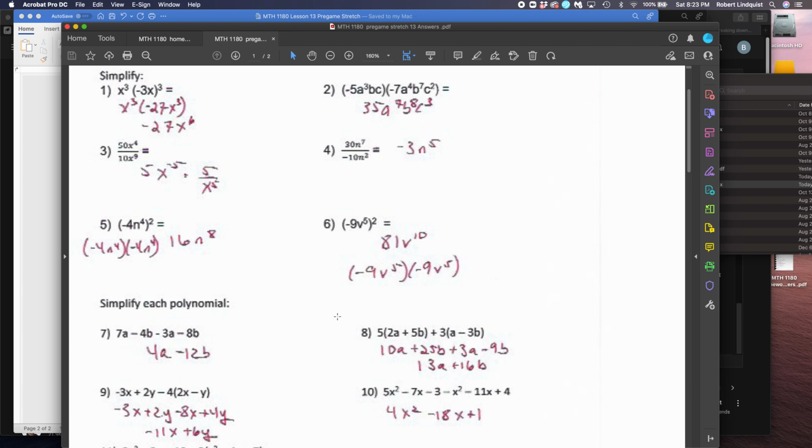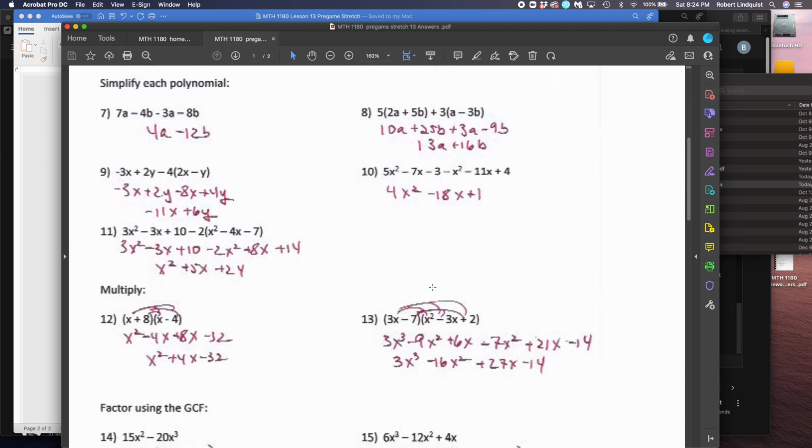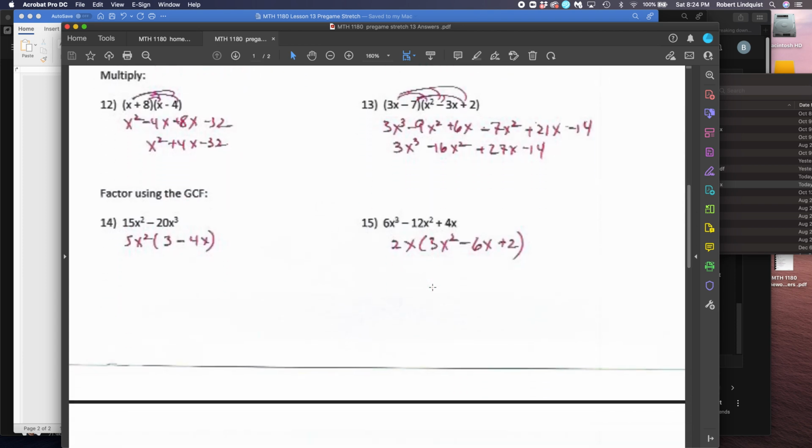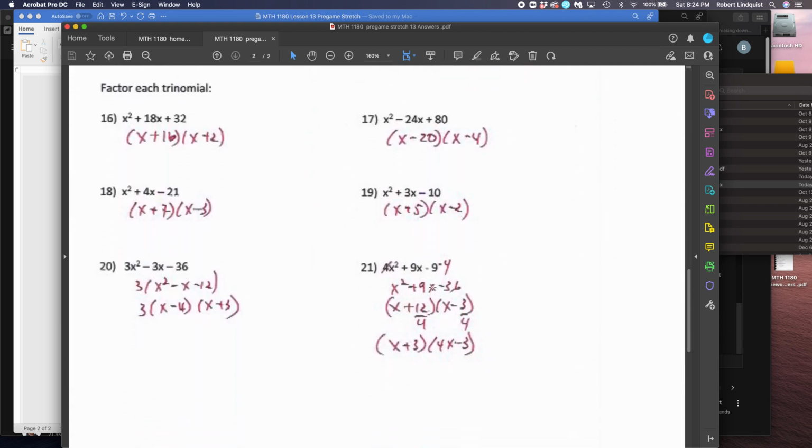And in numbers 5 and 6, I made it a point to mention that if you're squaring something, it means to multiply it by itself. So if you're comfortable doing it, you can just write -9b to the 5th times -9b to the 5th, and so on for the other ones. Okay, check your answers for 7 through 13. Again, you can pause your screen easily enough. Factor using the GCF. And factoring each trinomial, similar to what we just went over before.